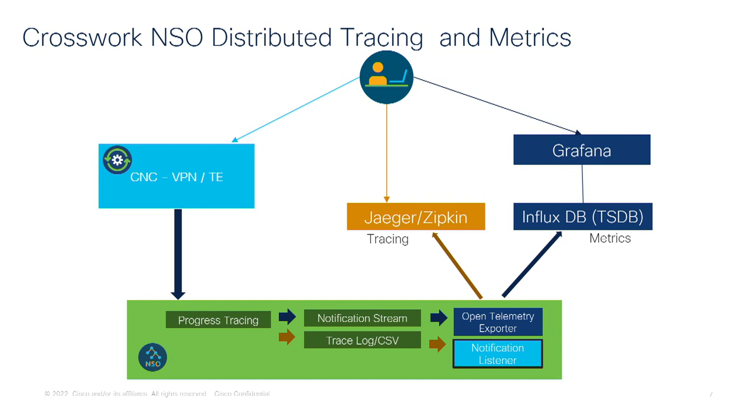So how Crosswork and NSO can integrate with this distributed tracing and metrics: Crosswork provisions this service from a user through CNC, and NSO is deployed with the service intent. Progress tracing is enabled, and the notification stream and trace logs are generated towards an OpenTelemetry exporter or a notification listener. This data can then be exported to Jaeger to do tracing, which helps you see all the states within the service linearly, and to InfluxDB to collect the metrics, where you can determine the graphs to build based on Grafana's dashboards and create those entities on the dashboards for various personas, like when a service is provisioned, deleted, or updated. What use cases are helpful to a developer to debug, and what is essential for an operator to visualize when a service intent is determined.